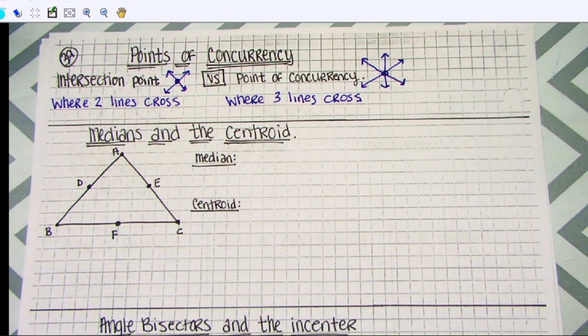So we're going to be talking about points of concurrency today and the special segments within a triangle that make those points exist. So it's a lot of matching.